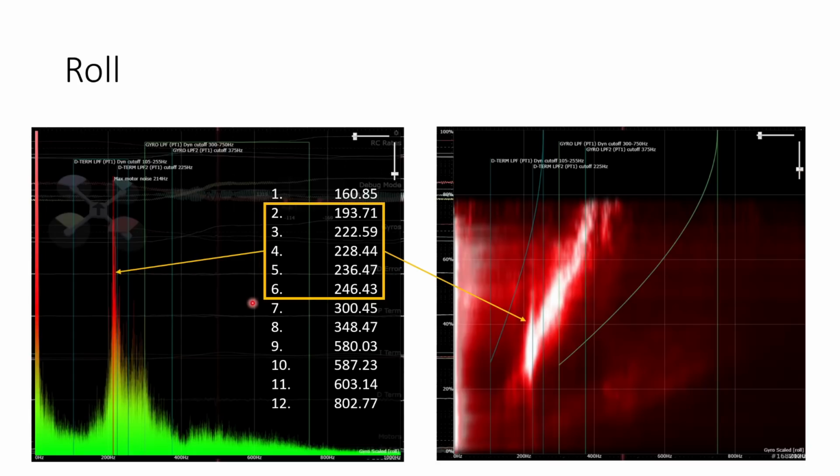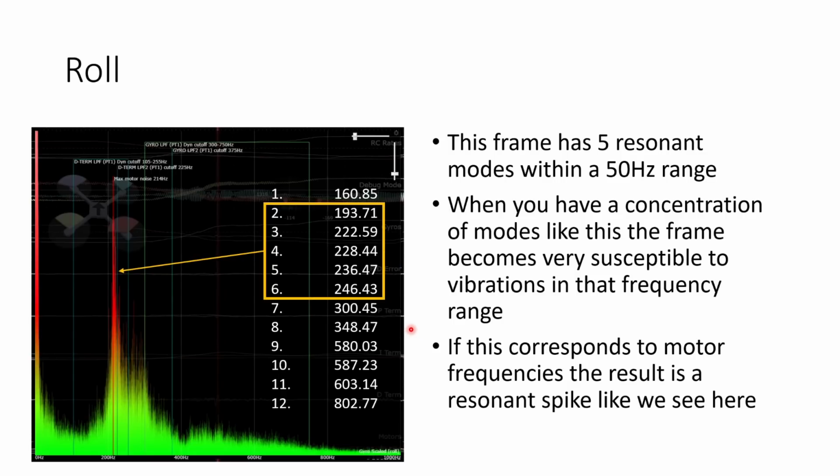Now these numbers here are from the finite element simulation, and they show you the resonant frequencies of the simulated QAV-S JB edition frame. And what you can see, and I've highlighted them here, is about 5 resonant modes between 193 Hertz and 246 Hertz that are relatively close together and could be contributing to this. So this frame has 5 resonant modes within this 50 Hertz range between 193 and 246 Hertz.